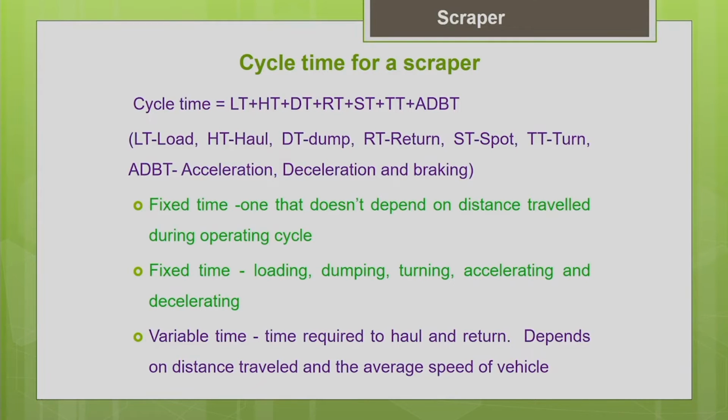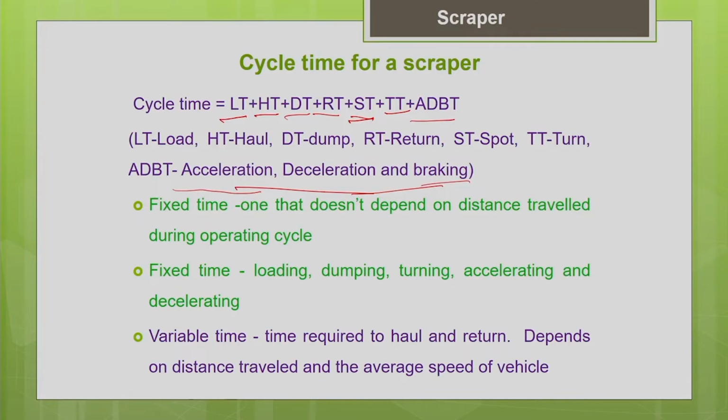So the cycle time of the scraper is nothing but load time, haul time, dumping time, return time, spotting, because most of the conventional scrapers are pusher loaded scrapers. So it has to spot the pusher, and that spotting time is also included. Then turning, then ADBT, that means the time needed for increasing or decreasing the speed, and for applying the brakes. All this maneuvering comes under ADBT: acceleration, deceleration and braking.